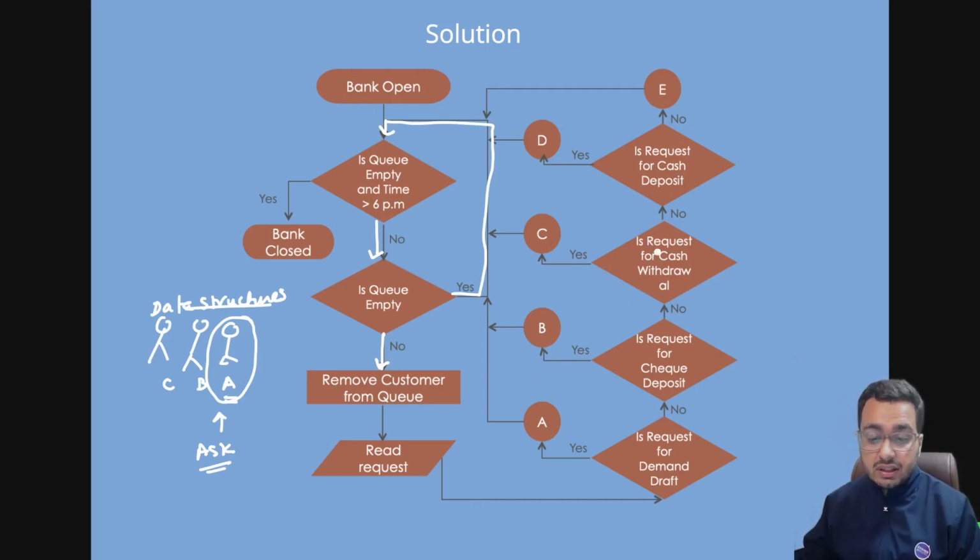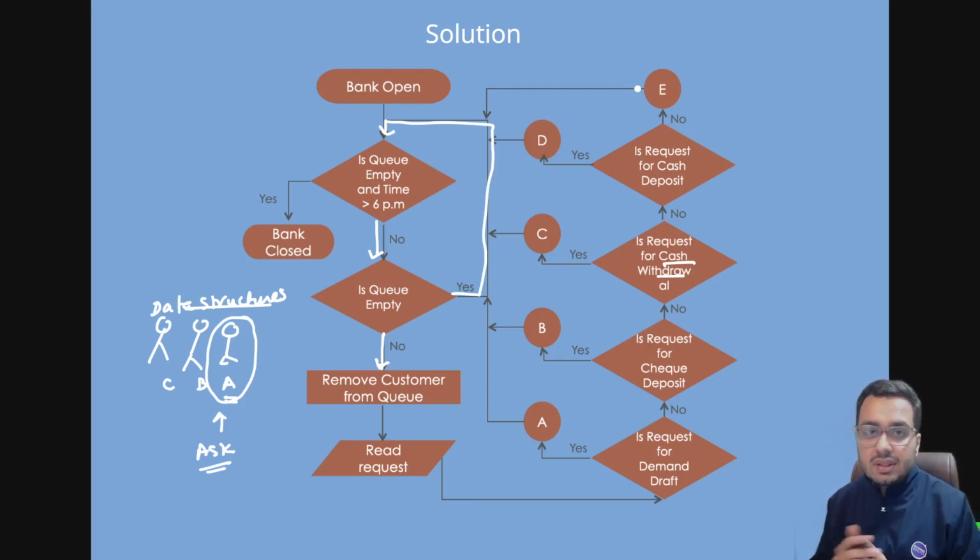If not, we check if it is for cash withdrawal. If yes, we send this to counter C. Otherwise, we check if it is cash deposit, and we send it to D. If it is something else, maybe we have a miscellaneous helpline counter, so we send this person to that counter. This is how the various requests of these persons would be processed.